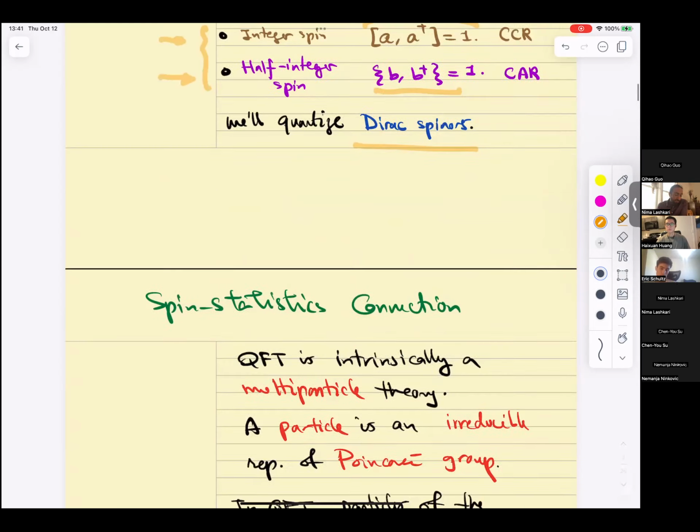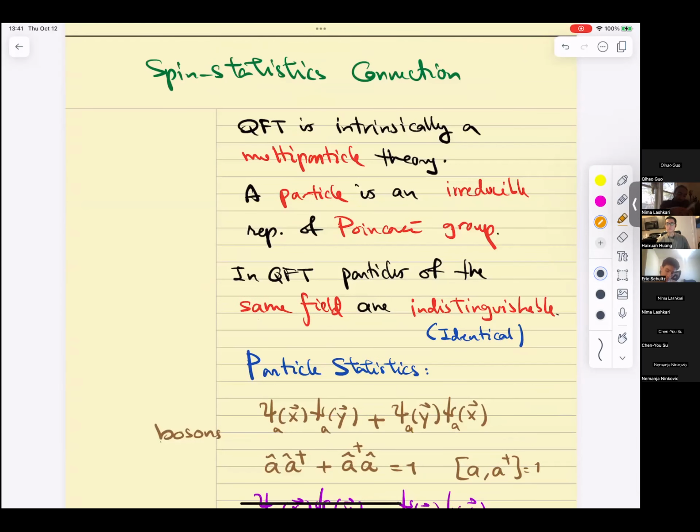All right, let's get started. So, the spin statistics connection. We said in lecture 1 that quantum field theory is an intrinsically multi-particle theory. It's a theory that includes all particles in it. As a matter of fact, in a generic quantum field theory, there might not be a notion of a particle. A notion of a particle is associated with irreducible representations of the Poincare group, right? That was the whole discussion of the last section of the course.